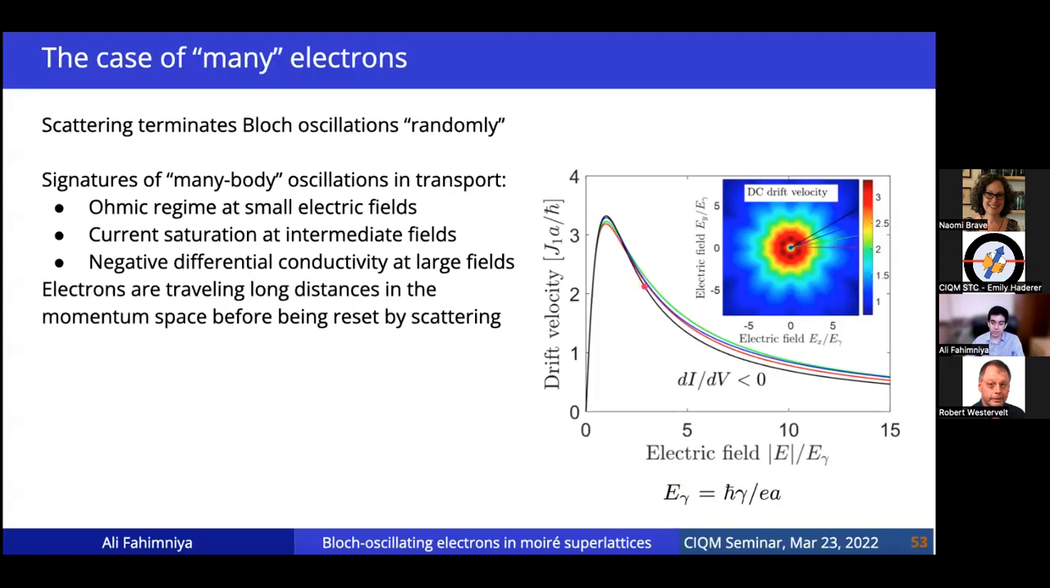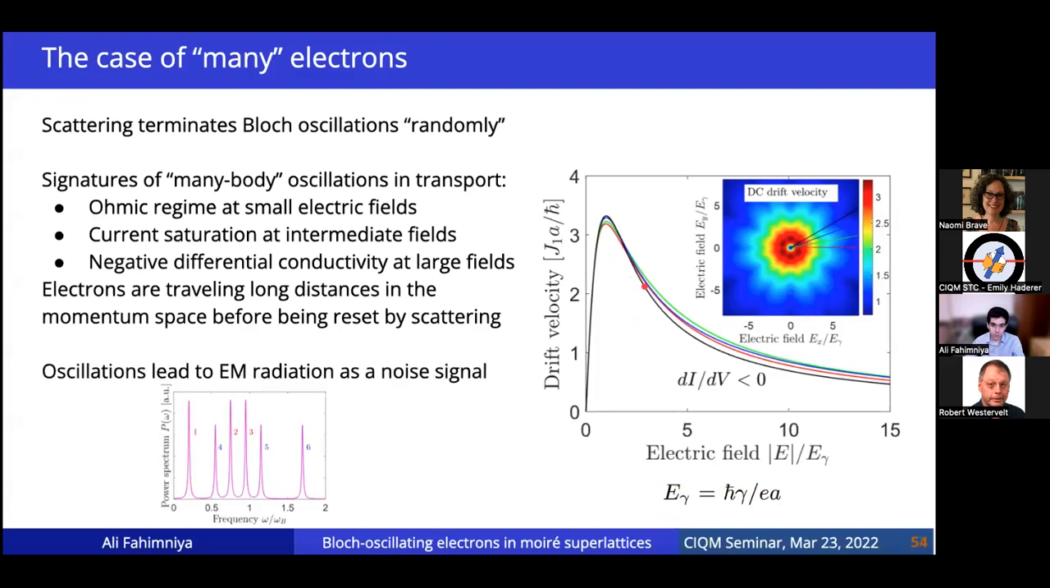Achieving this negative differential conductivity regime tells us that electrons, before being reset, get to travel around the momentum space and complete a few periods of their Bloch oscillations. And therefore, we have reached the Bloch oscillation regime. But unfortunately, we won't see any coherent oscillations. The only oscillations that we get at this point are out of sync, and we can only see those as a noise signal at the same frequencies as described.